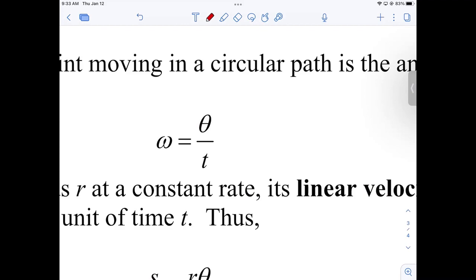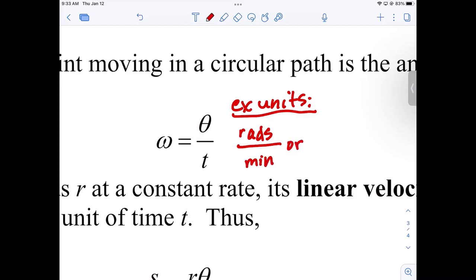What would some of the units of this be? Let's look at the example of units. What could we have? Well, what are some ways we can measure rotation? Theta. We have radians, don't we? So we can have radians per, and then time we can have like minutes. Radians per minute. Or what's another way to measure theta? How about degrees? We can have degrees per hour or something like that.